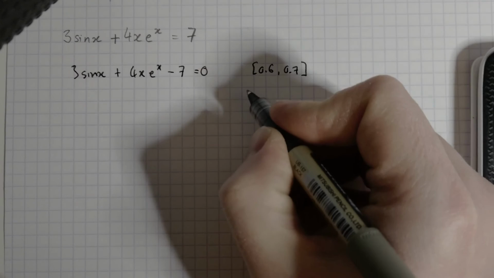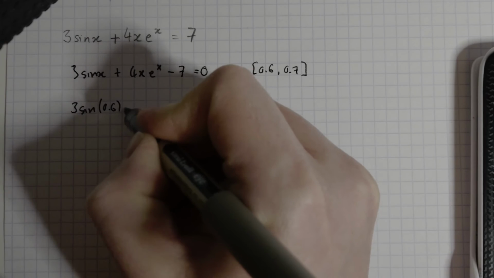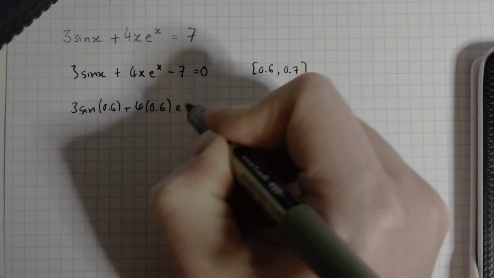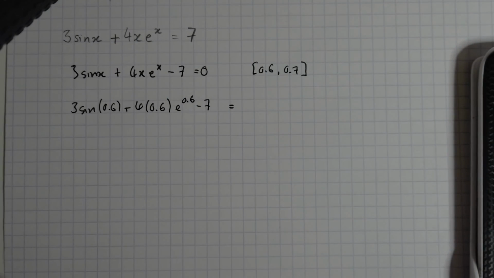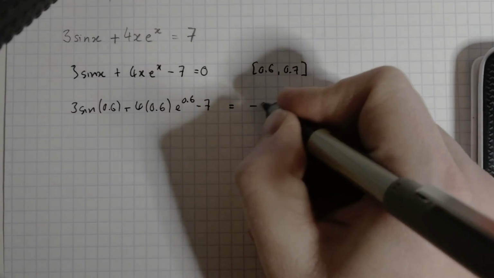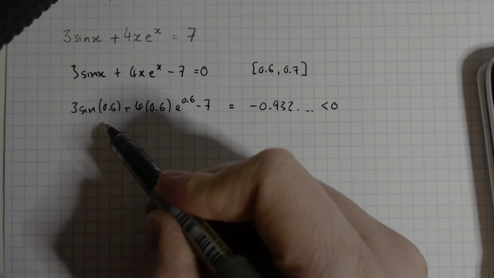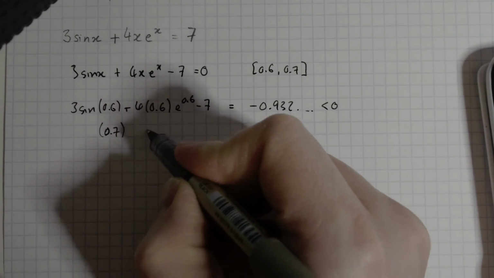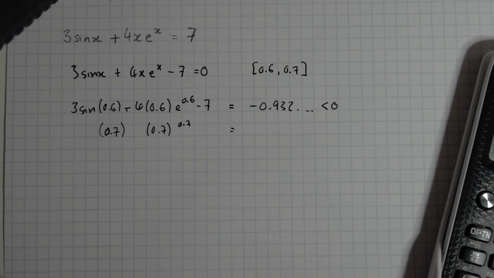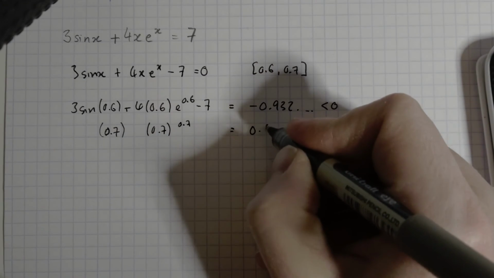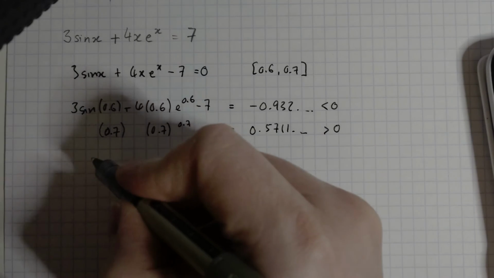You would say, well, you literally sub it in. So 3 lots of sine 0.6 plus 4 lots of 0.6 times e to the 0.6 take 7 is minus 0.932. And you just comment that that's negative. You do the same for the 0.7 here. Hope you'll forgive the laziness here. And you would comment that this is 0.5711, etc., which is positive, and you say a change of sign implies at least one root.